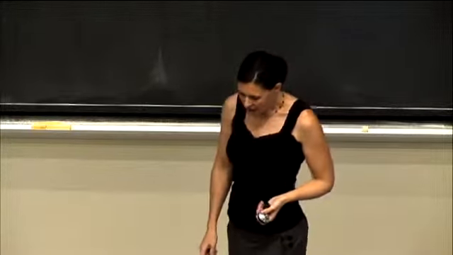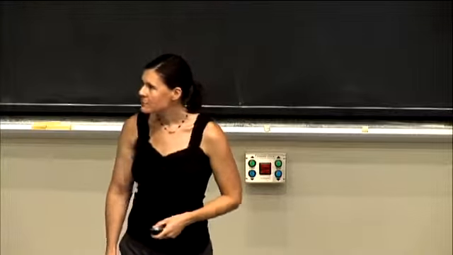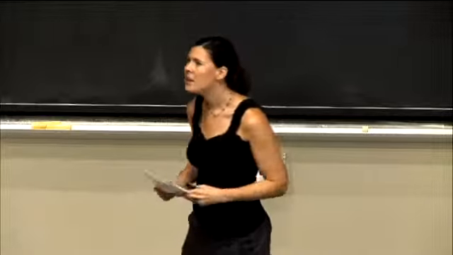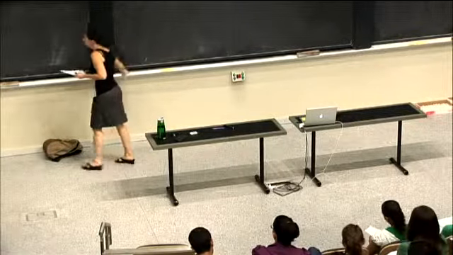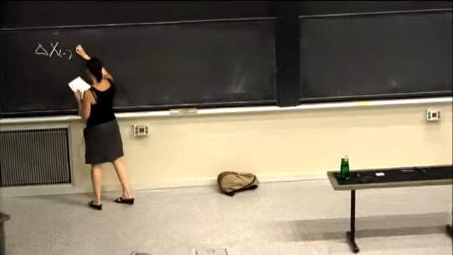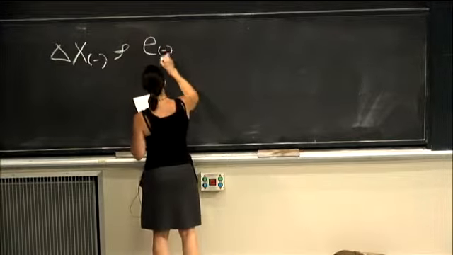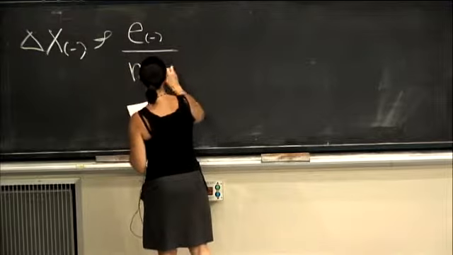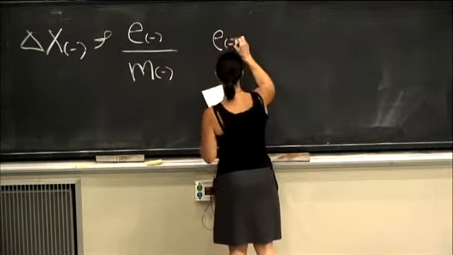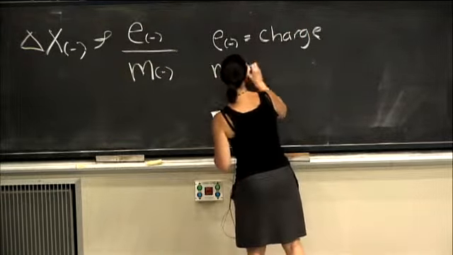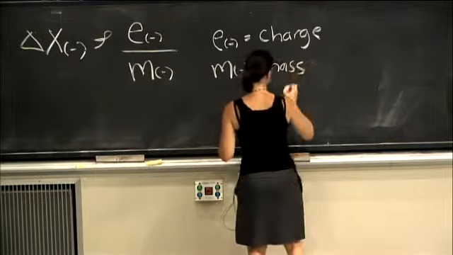And he was actually able to find out more than just that these were charged. From classical electromagnetism, he could relate the degree of deflection that he saw to the charge and the mass of the particles. So using that, he could say that delta x, and we'll put sub-negative because we know now that these are negative particles, is proportional to the charge on that particle over m, which is the mass. So we have E being equal to the charge of the negative particles, and m, of course, is equal to the mass of those particles.